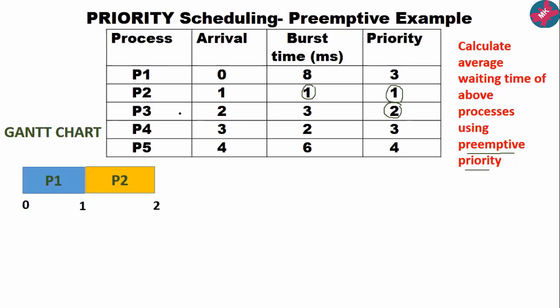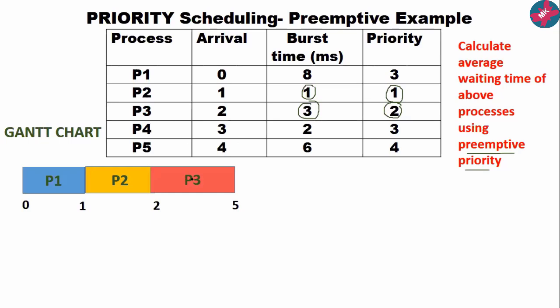After that, at 2 millisecond, P3 has entered the system. Again, if you observe its priority, it is 2. So this is higher priority than P1. So after P2, the next process that will be executed is P3. P3 is going to be executed for 3 milliseconds.